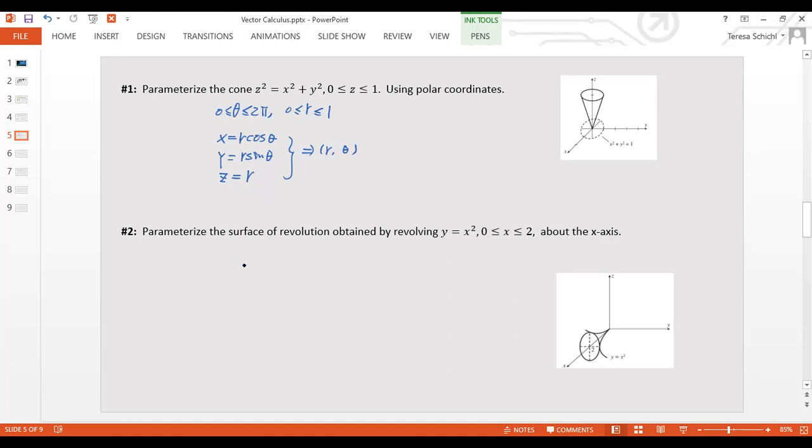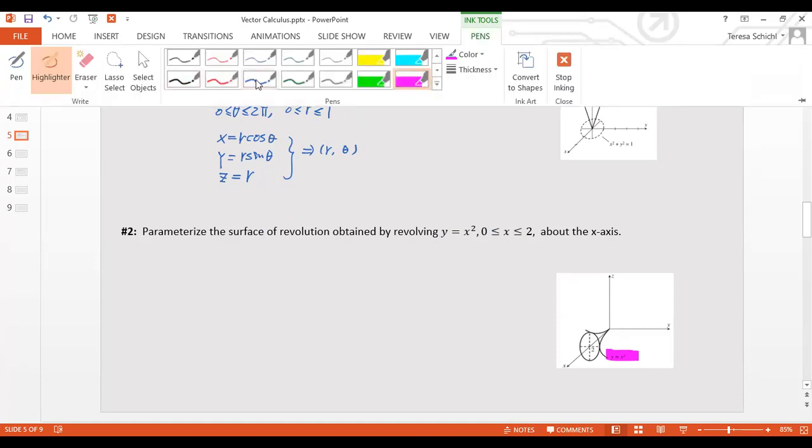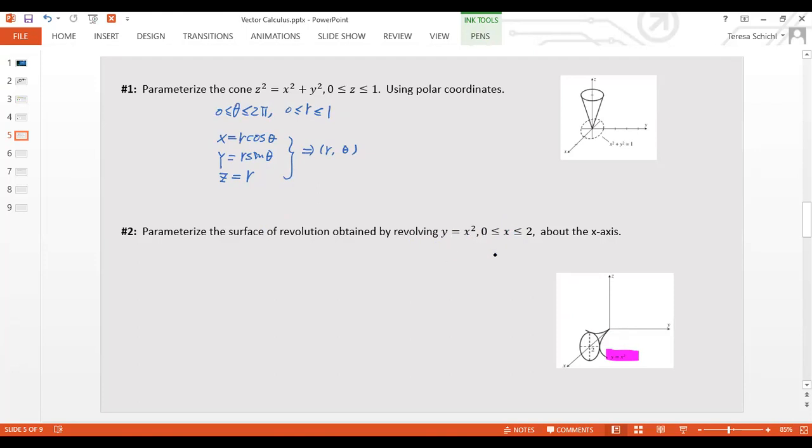Okay, so now the next one here is not quite easy to visualize. For x from 0 to 2, you have the function y equal to x squared, and you are rotating about the x-axis. I want to find the surface of revolution by revolving y equal to x squared. Just like when we did a line integral, the hardest part is to find these parametric equations here.